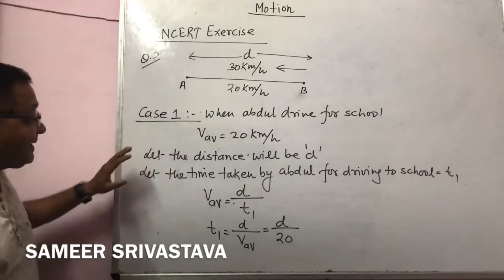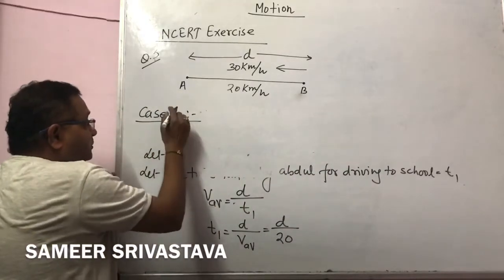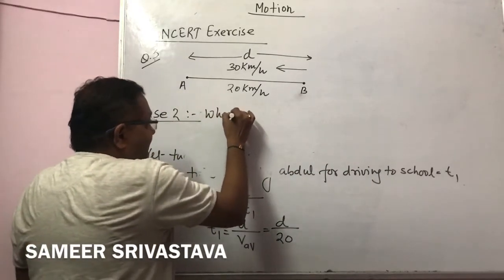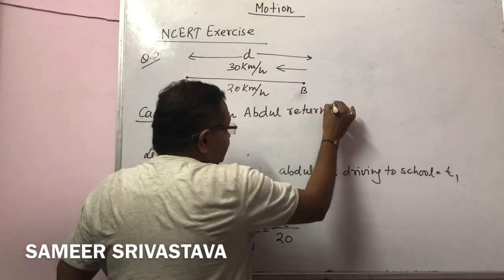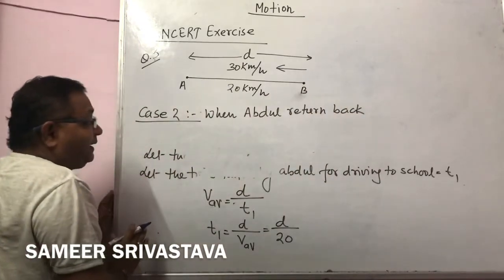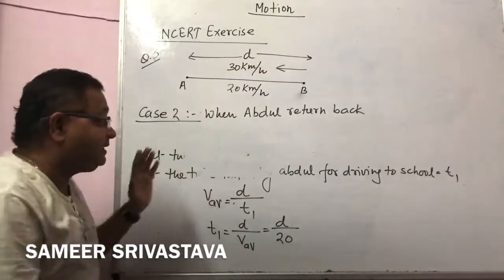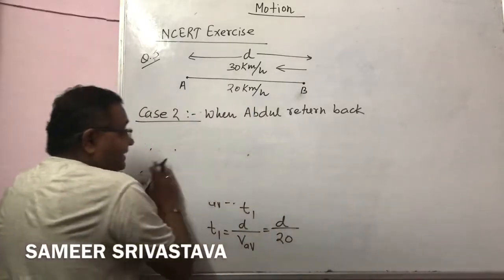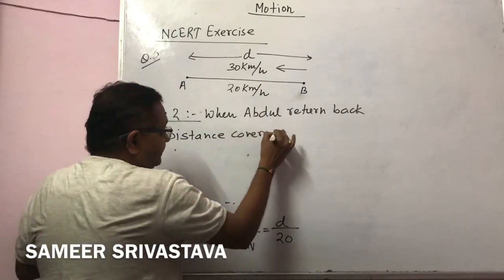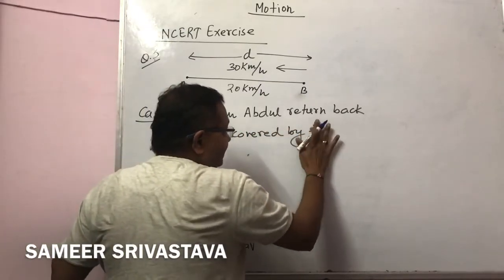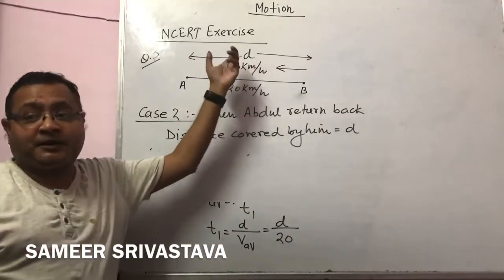Now what about the second case? Case 2, when Abdul returns back. When Abdul returns back, he again completes the same distance, that is D. So when Abdul returns back, the distance covered by him is the same, that is D, but there is less traffic, so it takes less time.